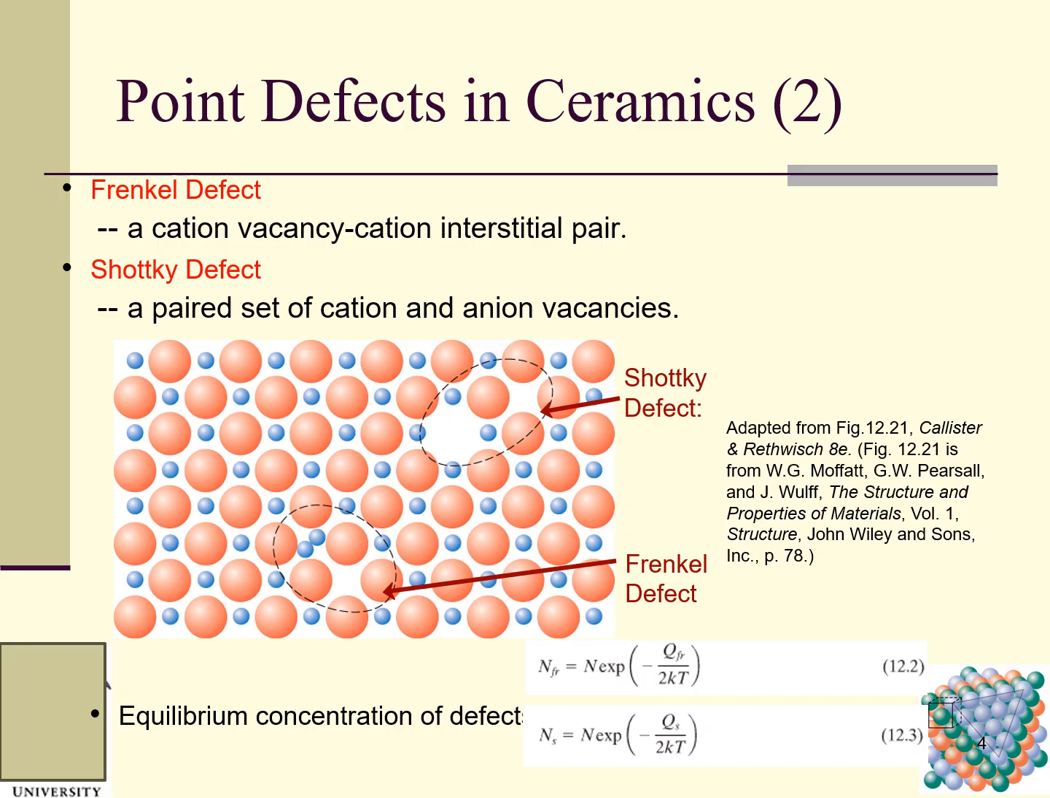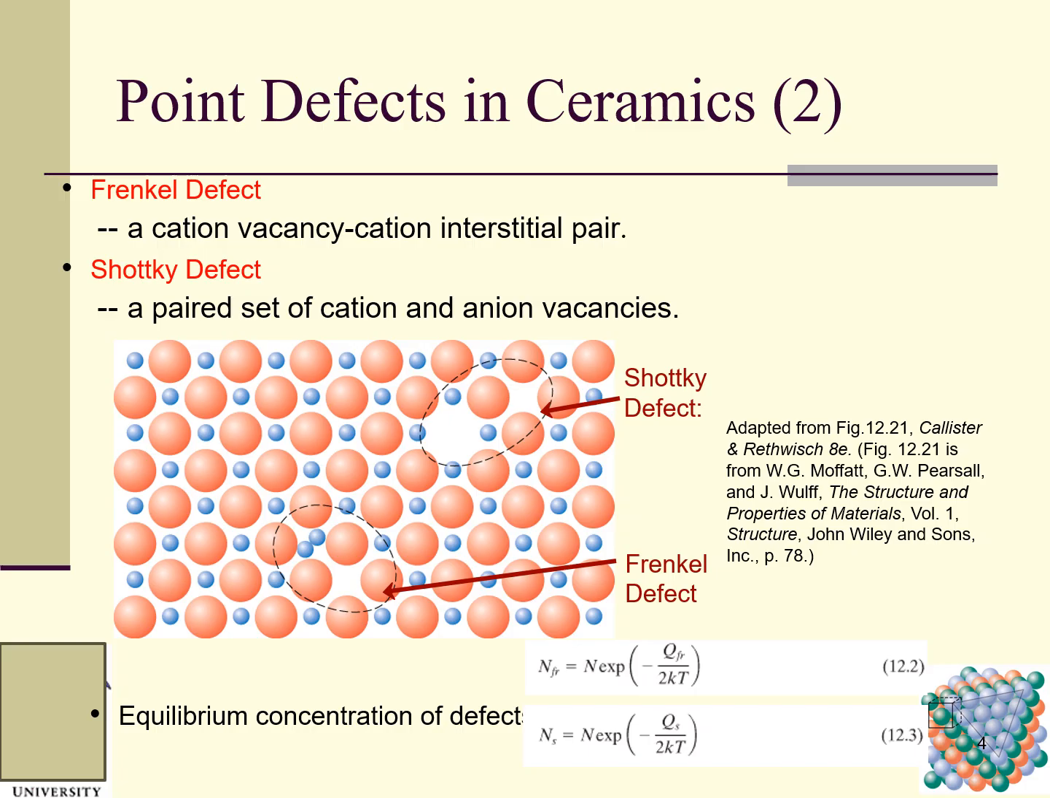And the Schottky defect is a paired set of cation and anion vacancies. Supposedly here I should have an anion, a bigger sphere or bigger circle, and here should have a smaller one, a cation. But for some reason, this one disappears and this one disappears.